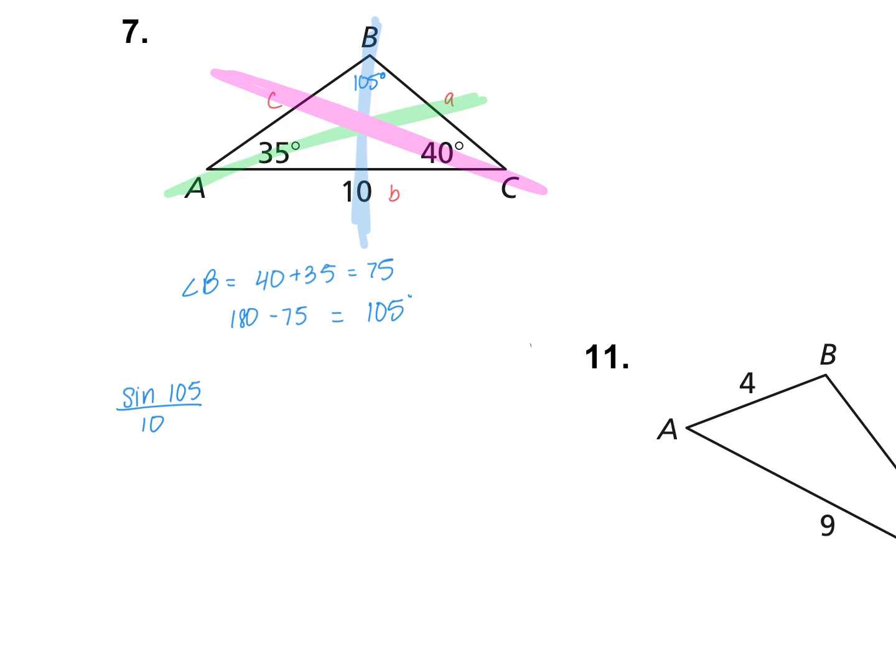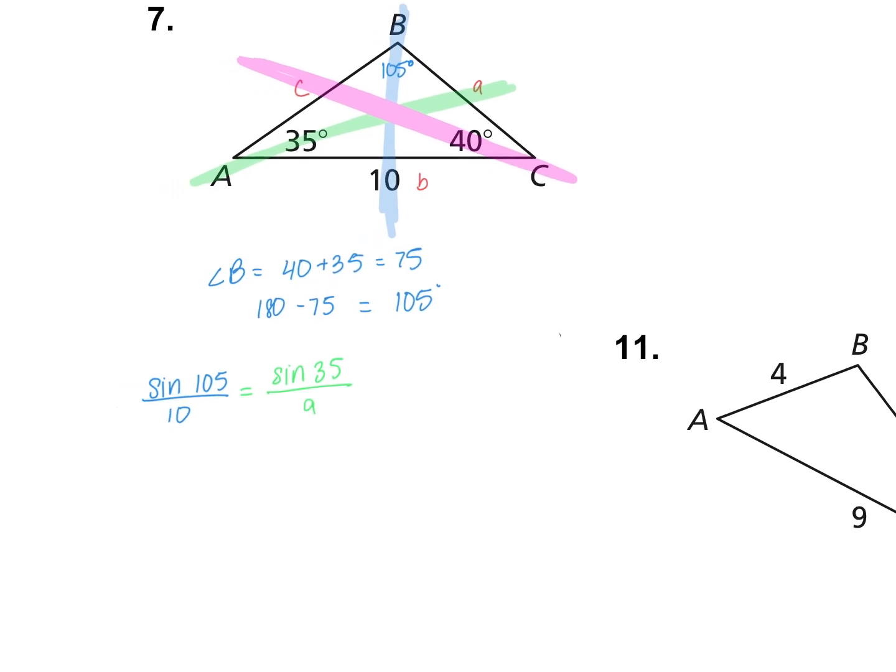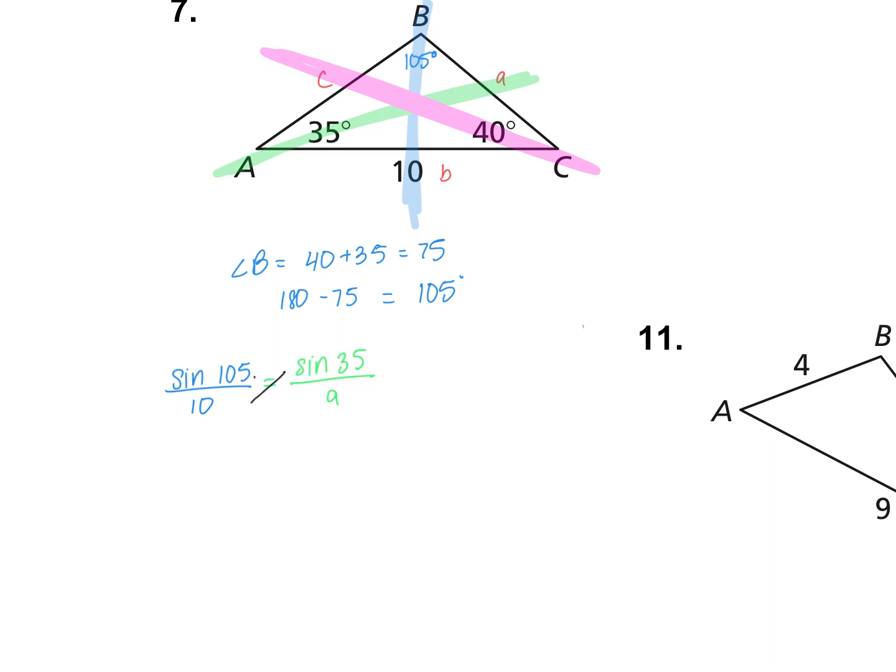Again, I'm going to go ahead and find A and C. I'm going to do A first. Equals sine 35 over A. So I'm trying to find my side. To solve it, you need to cross multiply. Think of it as proportions. So what I'm plugging into the calculator is 10 sine 35 divided by sine 105. If you plugged it in correctly, side A is going to be 5.9 as your answer.